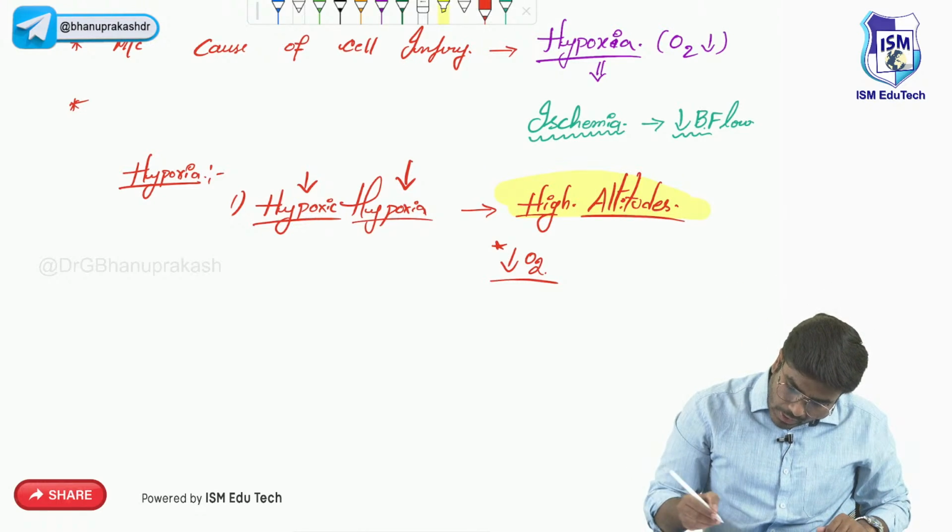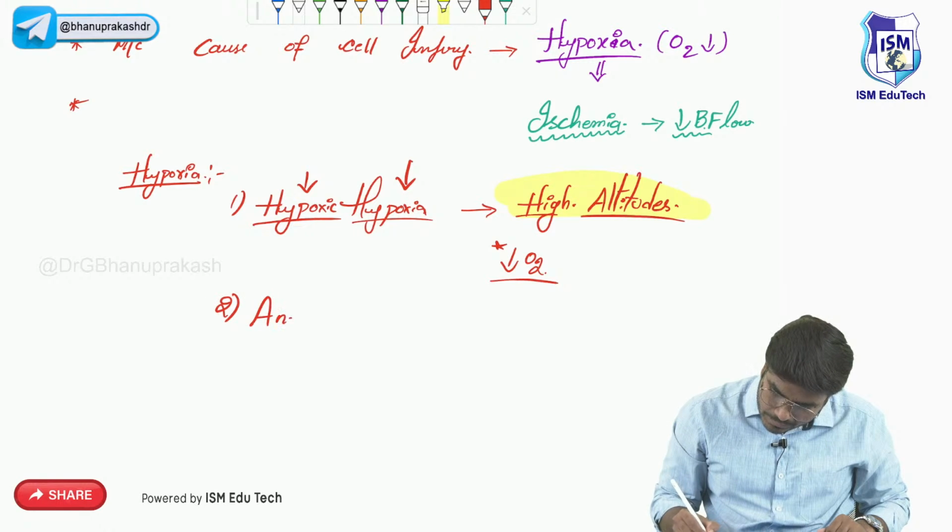And the second type of hypoxia is anemic hypoxia.